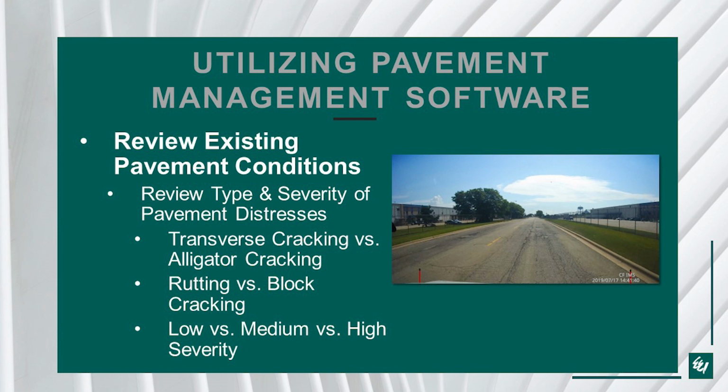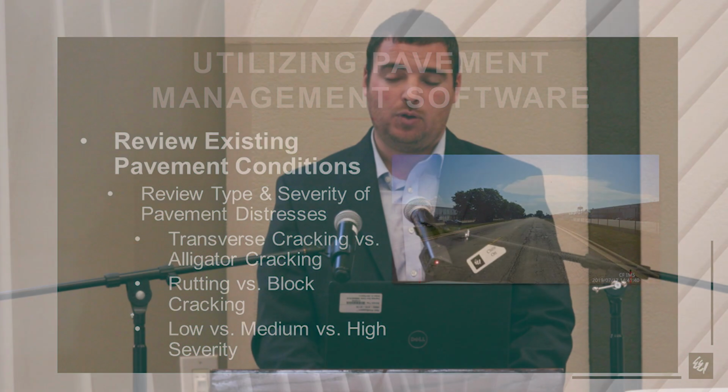Same thing with the rutting versus the block cracking, and I will go into examples of what those look like. And then the severity is important because obviously a high severity is going to be a lot more important to fix than a low versus medium severity. So here's some examples of some pavement distresses.